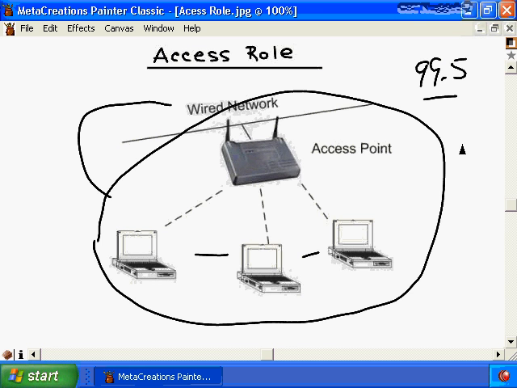The wireless network just doesn't have the speed, stability, and security that a wired network has at this point. And wireless networks solve a lot of problems associated with wired networks. Wired networks are very expensive. It costs a lot of money to purchase the cabling, to install the cabling, and to maintain the cabling. Plus you have all this clutter of cabling.